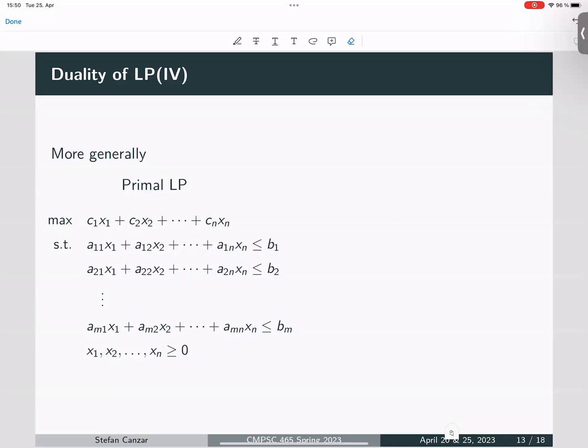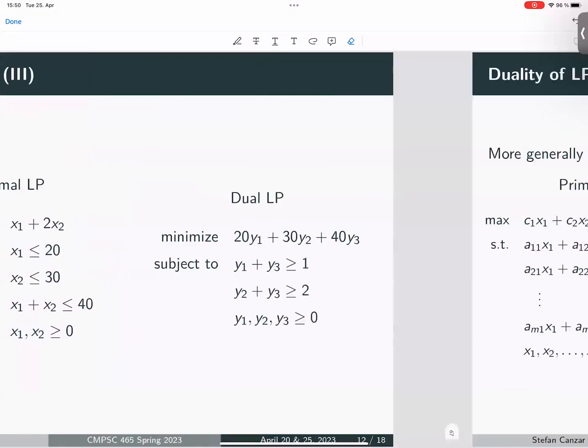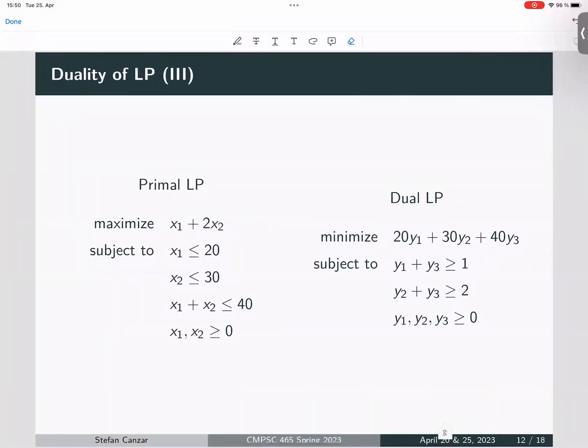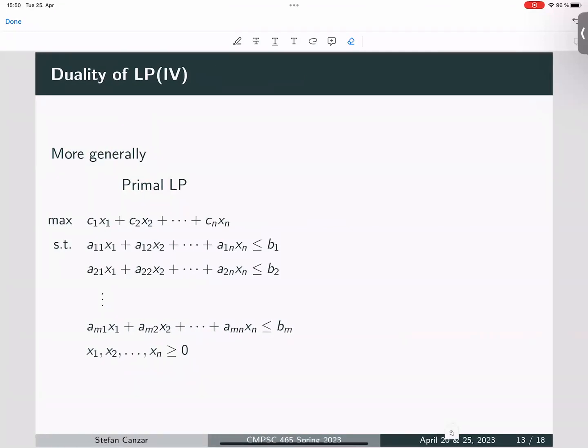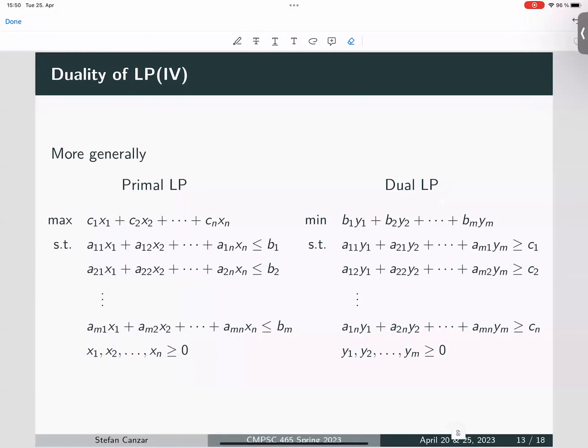So you can see that our previous example followed exactly this scheme, where several coefficients here were 0. This primal LP has exactly this structure. So here a11 would be 1, a12 would be 0, a21 would be 0, and a22 would be 1, and so on. This is what's written here, basically. And the dual LP looks like this. So this is how we generate the dual linear program.